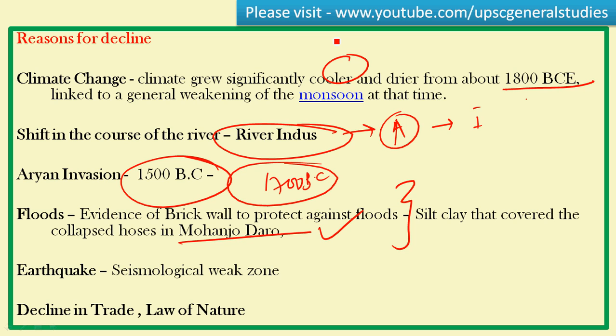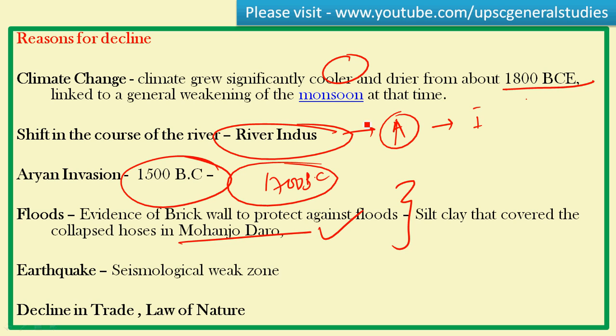Another reason may be declining trade. Decline in trade led to the destruction of urban life, which may have triggered the people to lead village life because of the uncertainty in economic sources. And the last theory is the law of nature. Every entity has to move from the early phase to mature and then to the decline phase. So this is the law of nature, and the Indus Valley civilization is not an exception. That is one of the reasons. So these are the reasons which were quoted for the decline in the Indus Valley civilization.